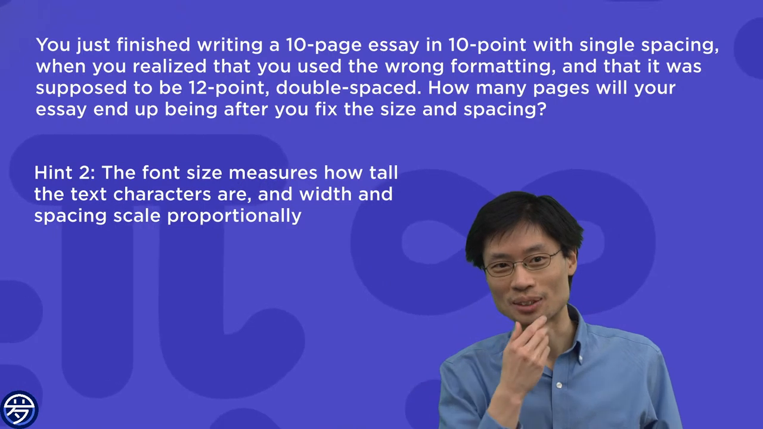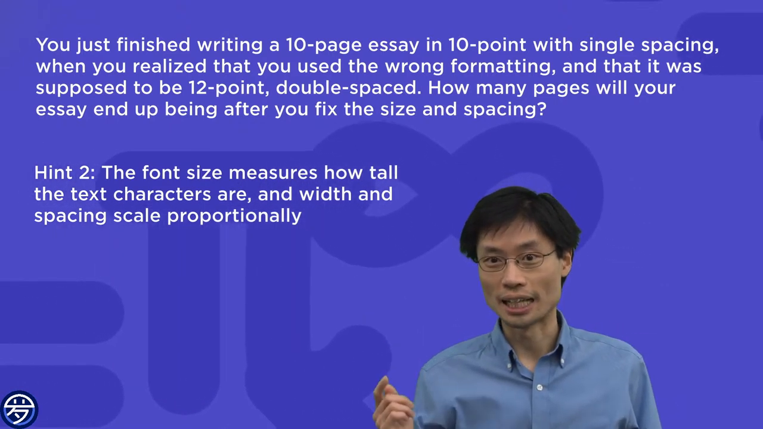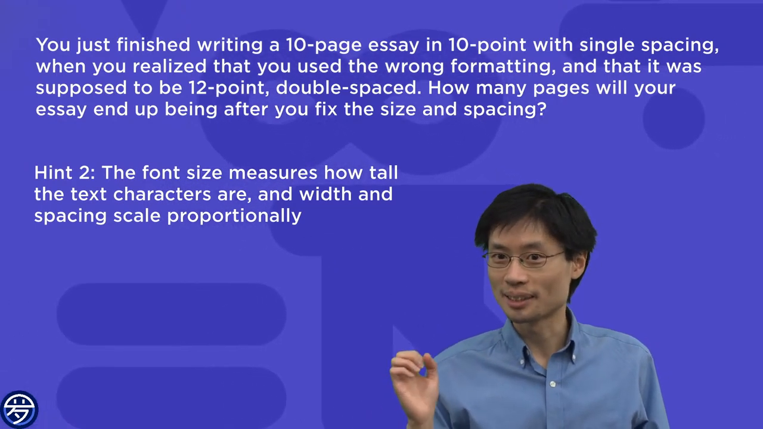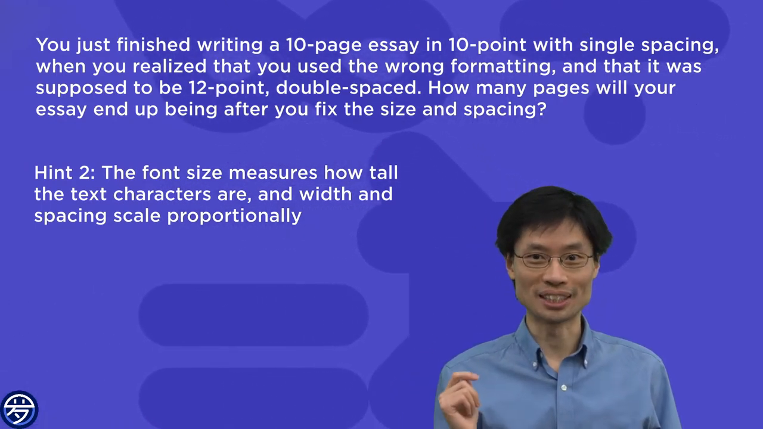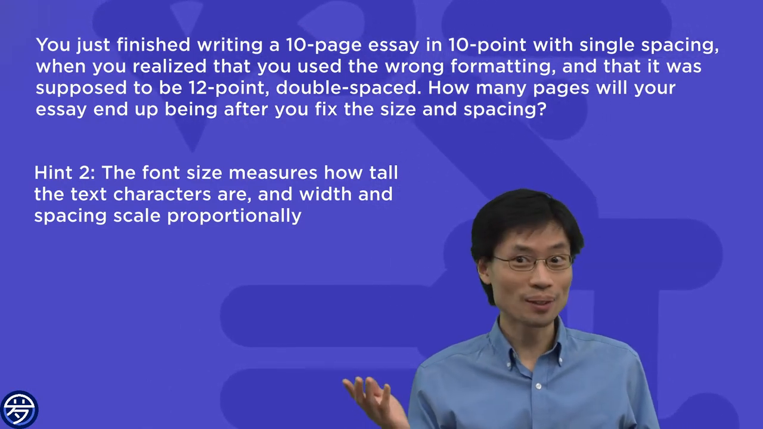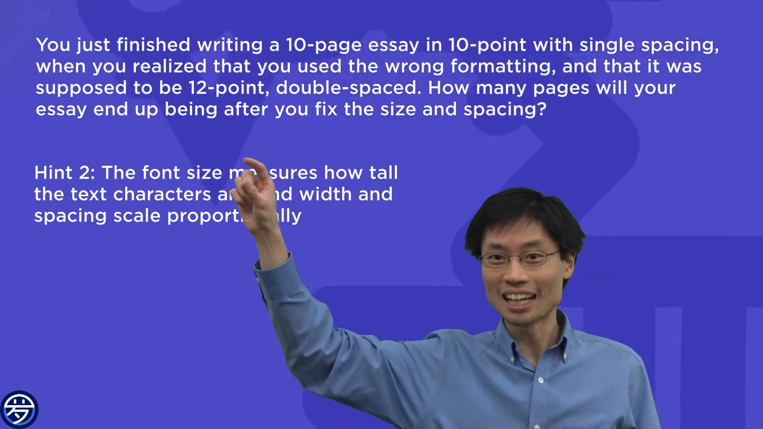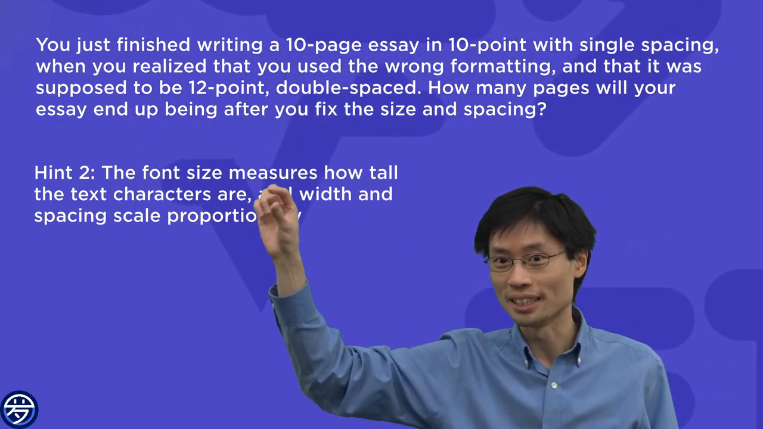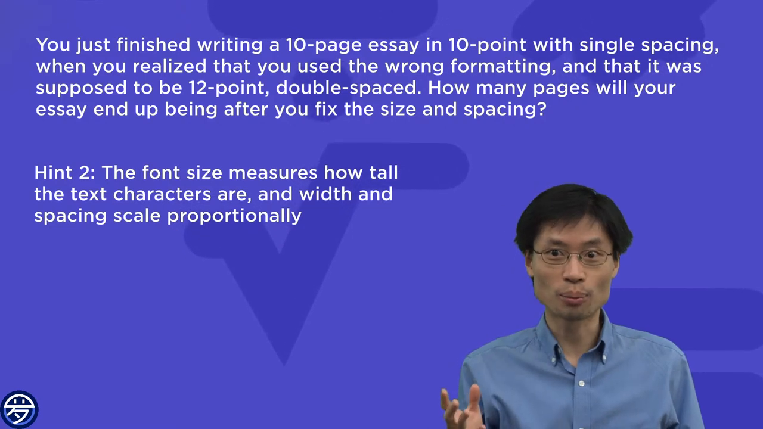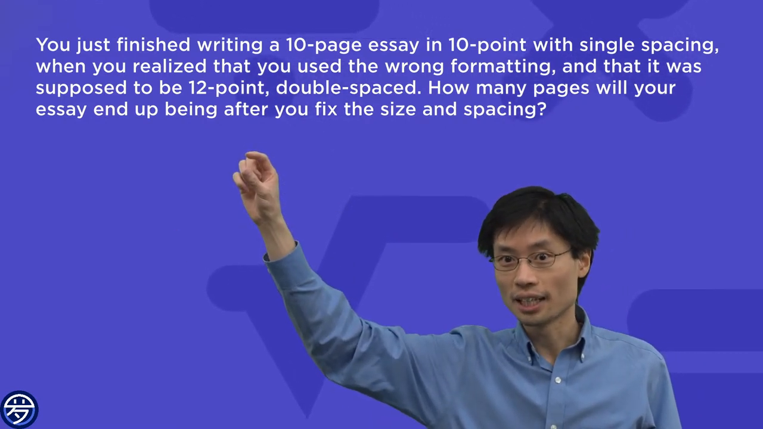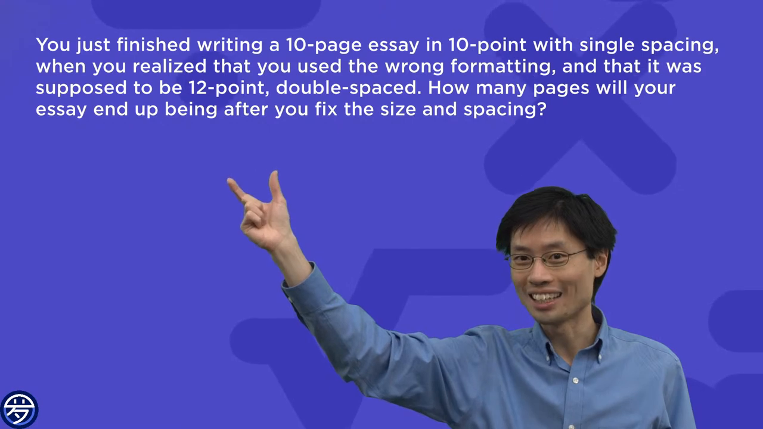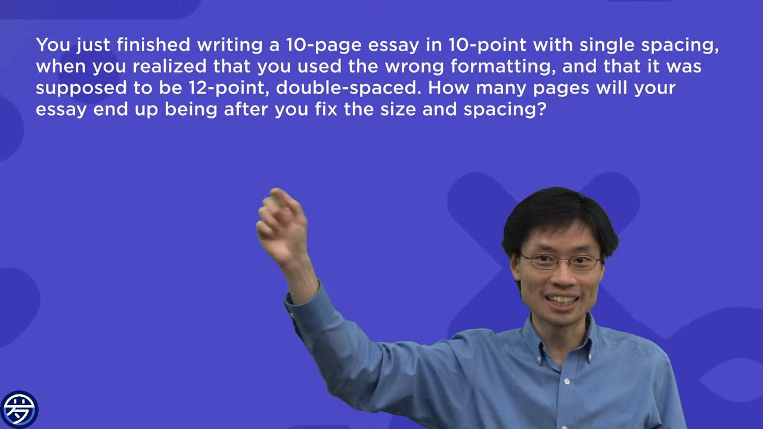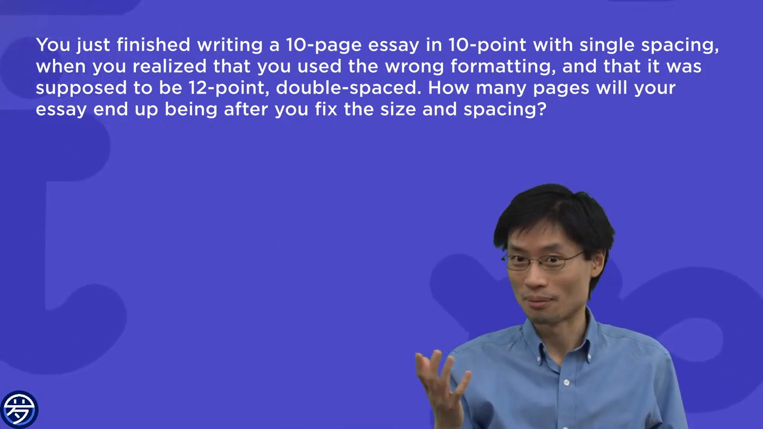Here's something about geometry. The font size measures how tall the text characters are, and the width and spacing are going to scale proportionally. This is important. Do you know what 10-point font means? It means that the height of the letters is like 10 points. Maybe if you looked at a capital T, that's a certain height. And 12-point font means that the T is not just taller, it's also wider. And so that T happens to be bigger in both the height and the width by some factor.